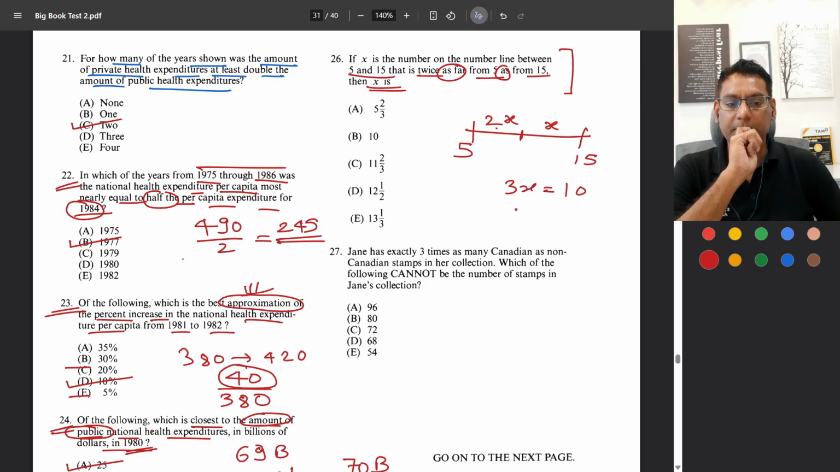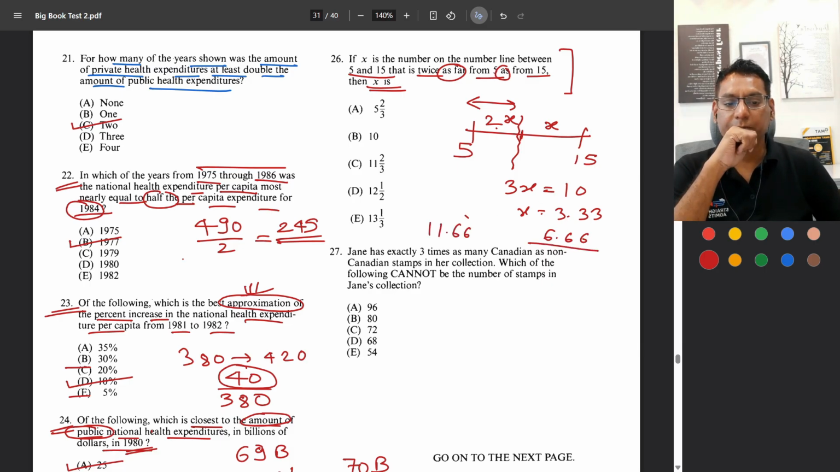10 units. Okay, so x has to be 3.33 units. So this number is going to be 2 times, that means 6.66 units away from 5. That means it's going to be 11.66. Okay, that is this number. Correct? Did I get it right? Twice as far from s.